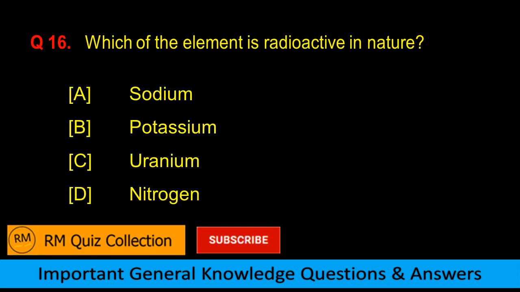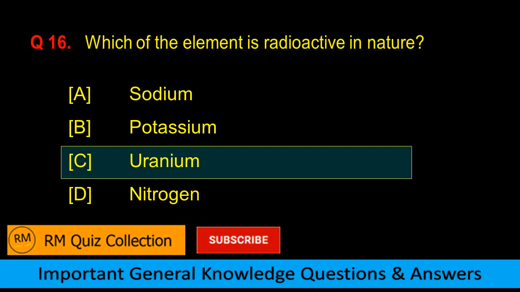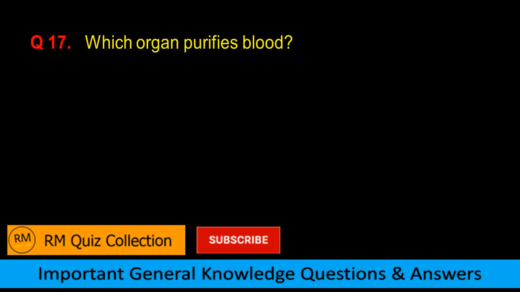Question 16. Which of the element is radioactive in nature? Your options are A. Sodium, B. Potassium, C. Uranium, D. Nitrogen. Your answer will be option C. Uranium.